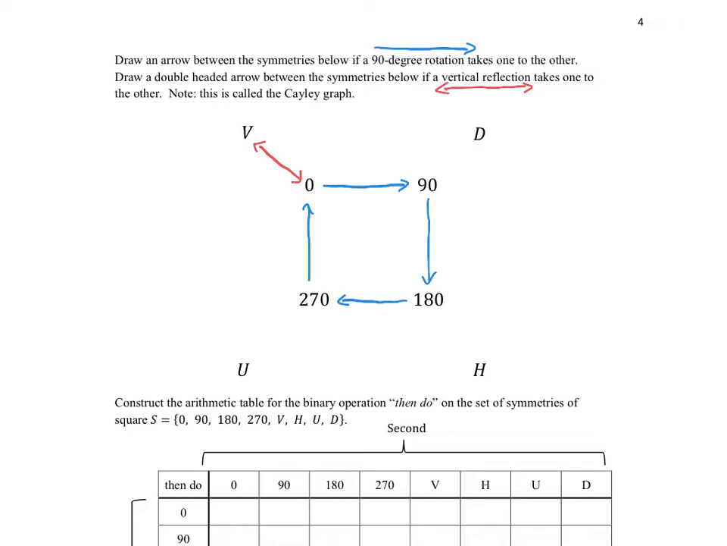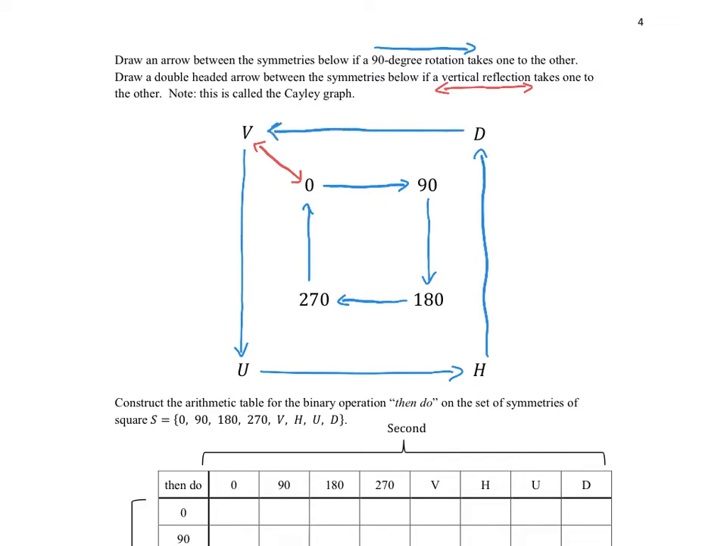Okay, so after a little bit of effort, you should have found that rotating V, so after you've performed the vertical reflection, if you rotate V by 90 degrees, you end up at U. And if you rotate U by 90 degrees, you end up at H. H rotated by 90 goes to D, and D comes right back to where you started. And reflecting 90 gives you D, reflecting 180 gives you H, and reflecting 270 gives you U.